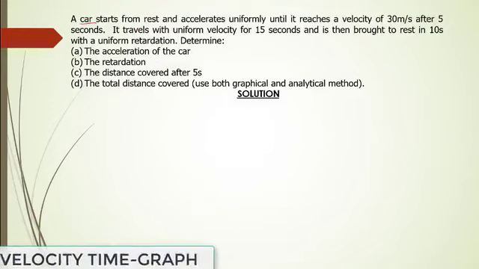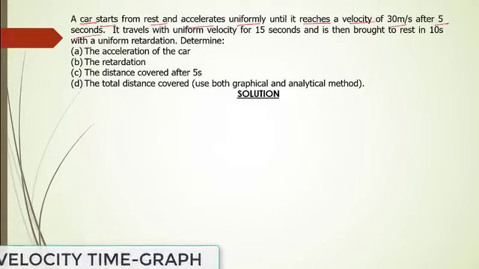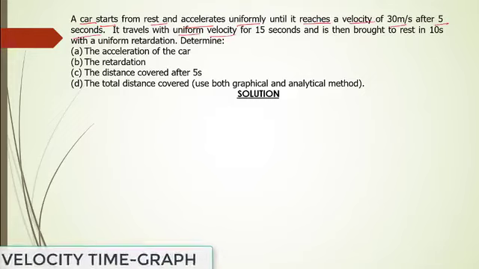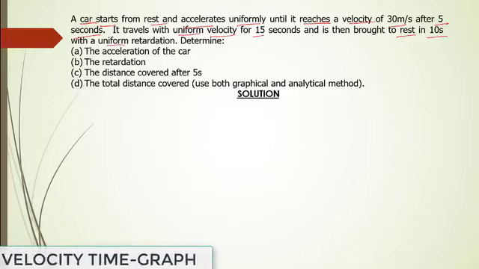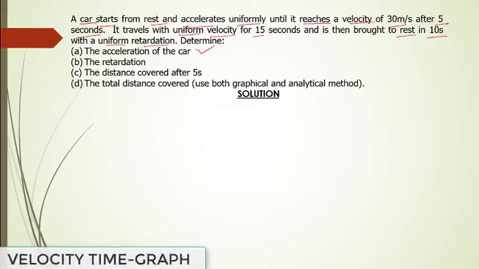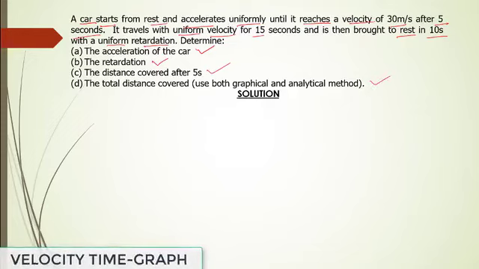It says that a car starts from rest and that this car accelerates uniformly until it reaches a velocity of 30 meters per second after 5 seconds. And then it begins to travel with a uniform velocity for 15 seconds, and then finally it is brought to rest in 10 seconds with uniform retardation. And the question says we should determine the acceleration of the car, we should determine the retardation of the car, and determine the distance that has been covered after 5 seconds, and the total distance that was covered by the body using either the graphical or analytical method.